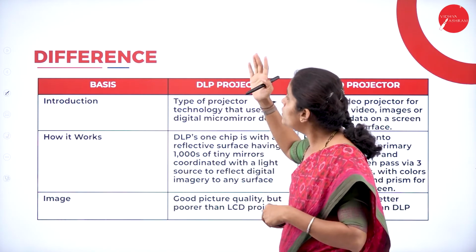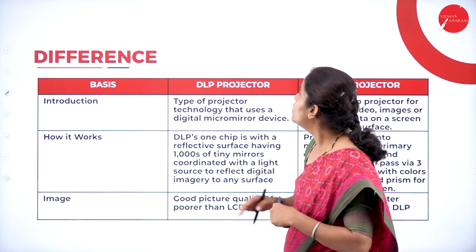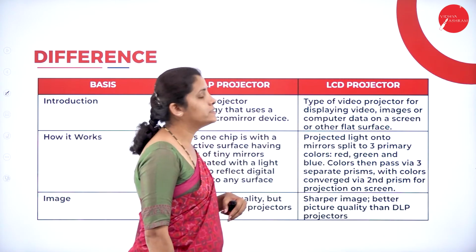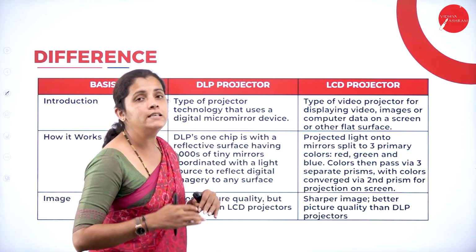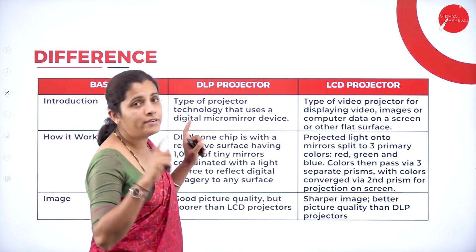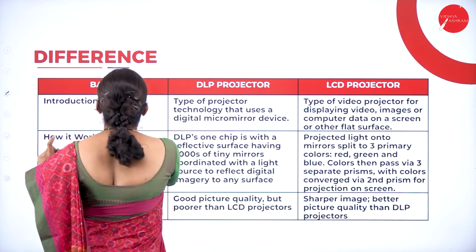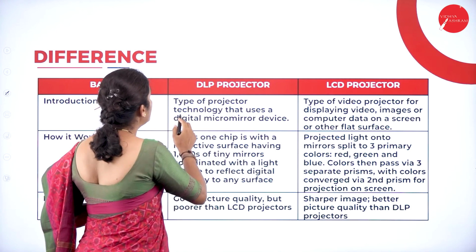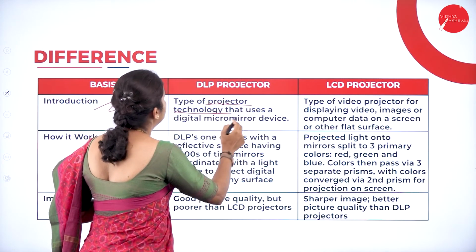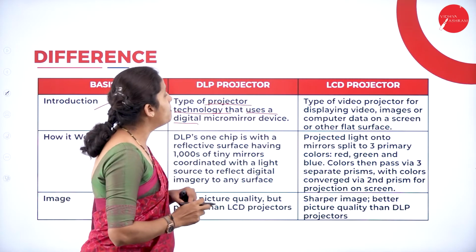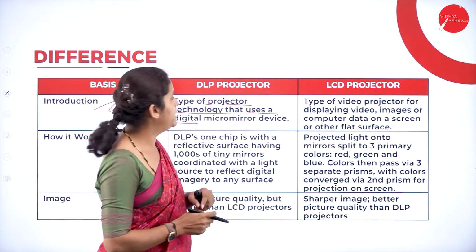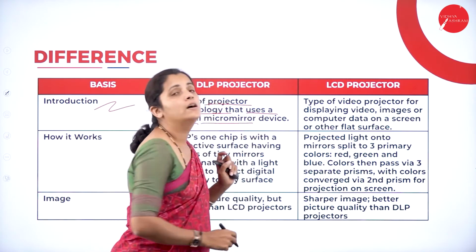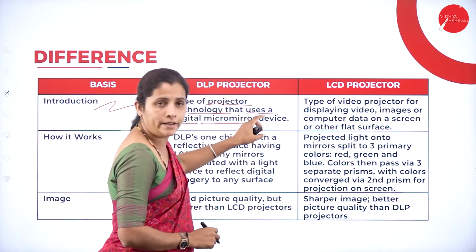Moving further, we are going to get the difference between DLP projector and LCD projector. So, let's see the difference one by one. What is the first difference with respect to introduction? Here DLP is a type of projector technology that uses a digital micro mirror device. That means a DLP projector uses a digital micro mirror device.